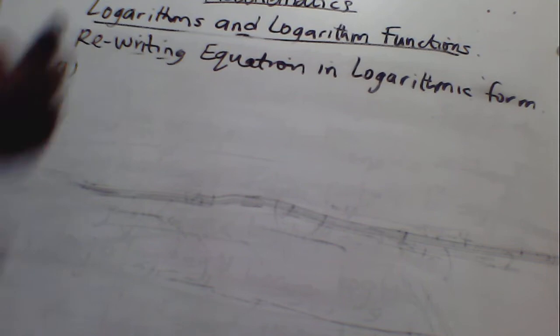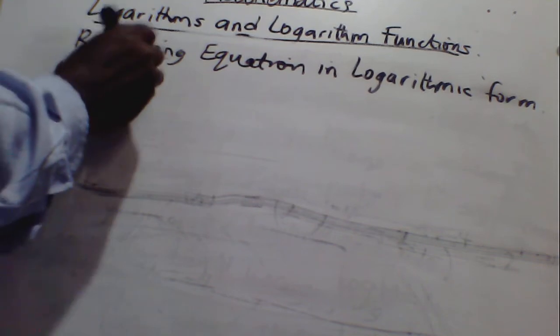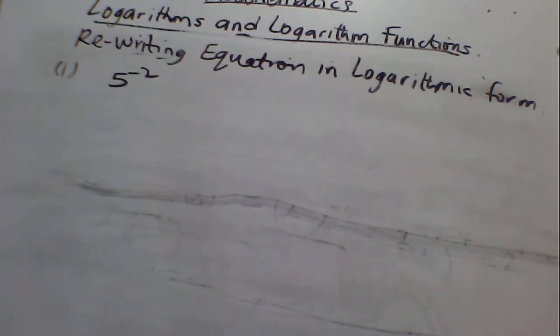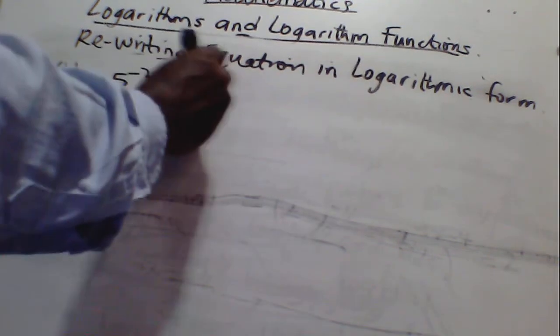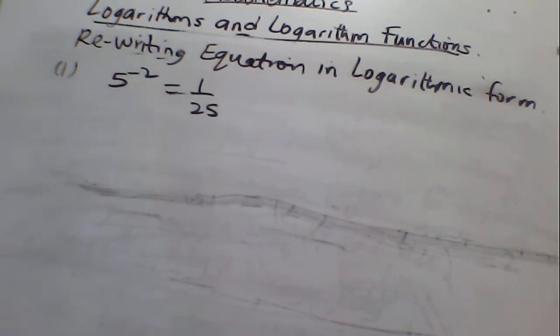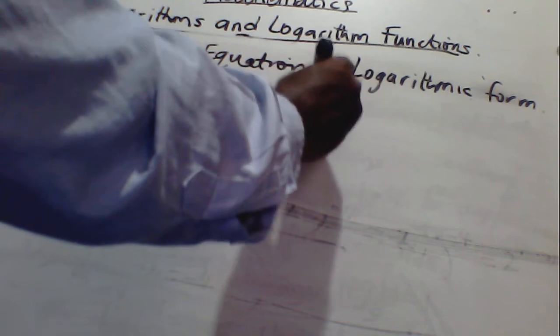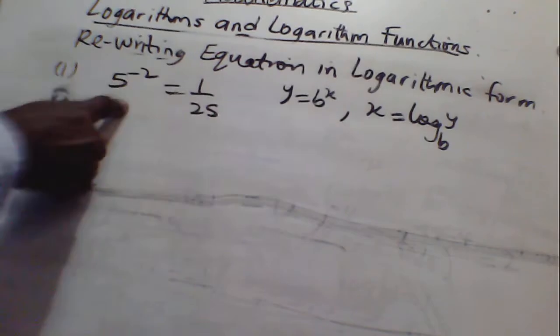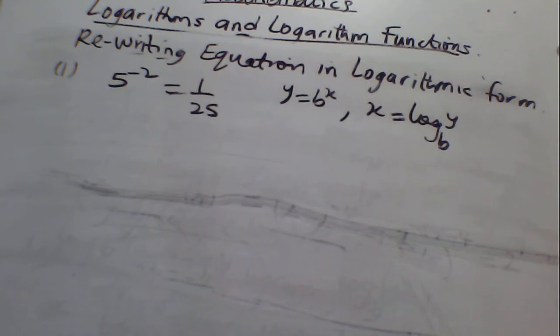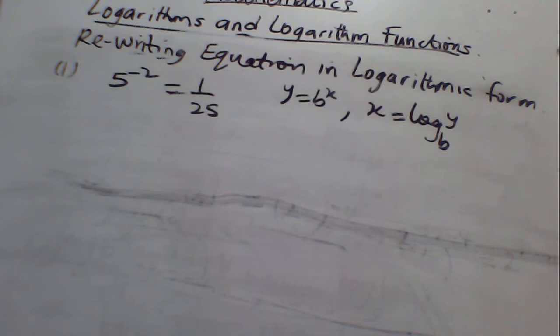Alright, first one is 5 raised to the power minus 2 is equal to 1 over 25. So you're asked to write it in logarithm form. We are given y equals b raised to the power x. In logarithm form, you have x equals log y to base b. So you are given this form and asked to put it in this form. We are given the exponential form and asked to put it in logarithm form.